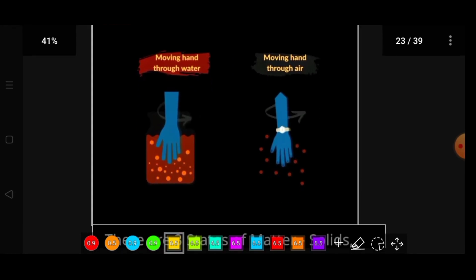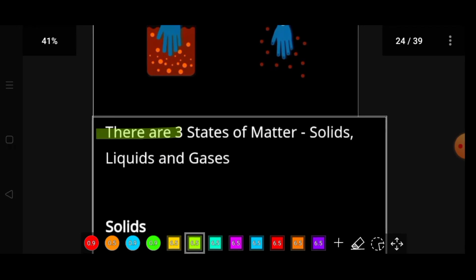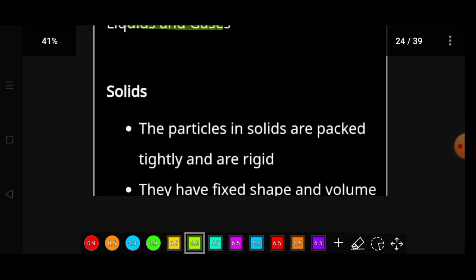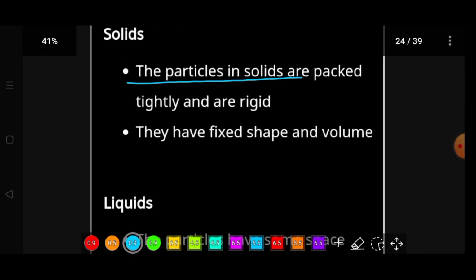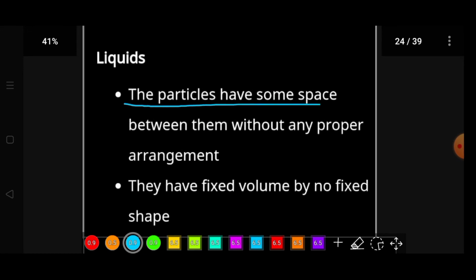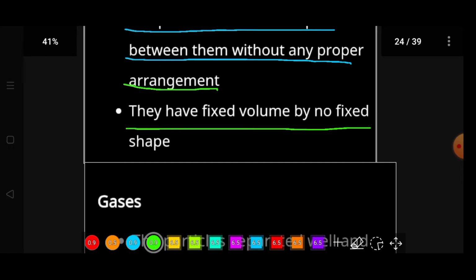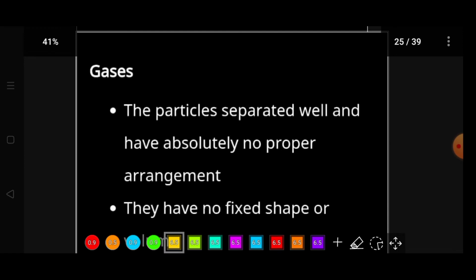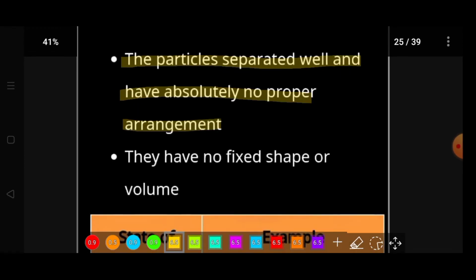There are three states of matter: solid, liquid, and gas. Solid. The particles in a solid are packed tightly and are rigid. They have fixed shape and volume. Liquid. The particles have some space between them without any proper arrangement. They have fixed volume but no fixed shape. Gases. The particles are separated well and have absolutely no proper arrangement. They have no fixed shape or volume.